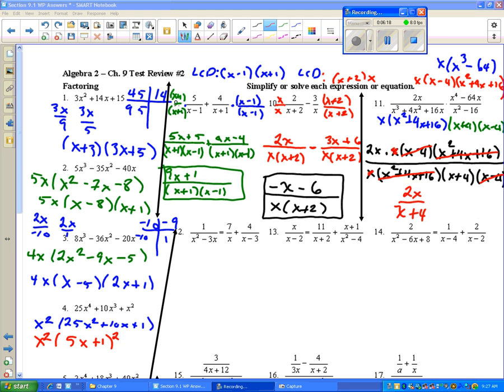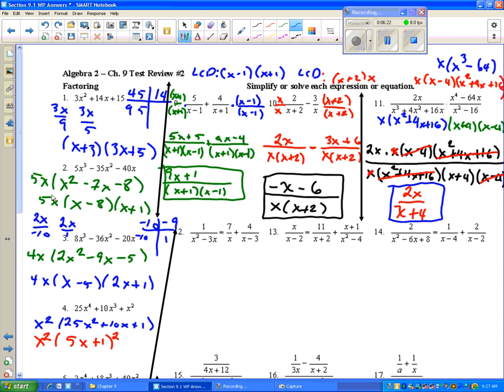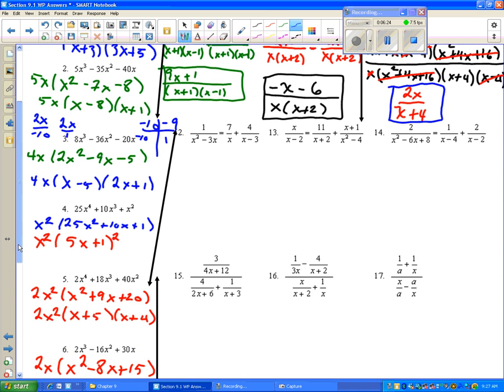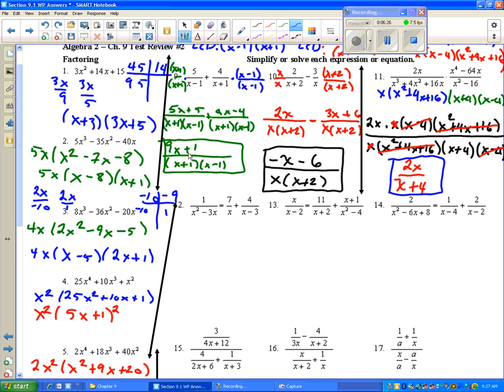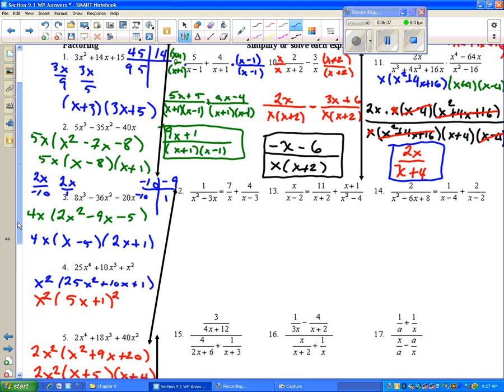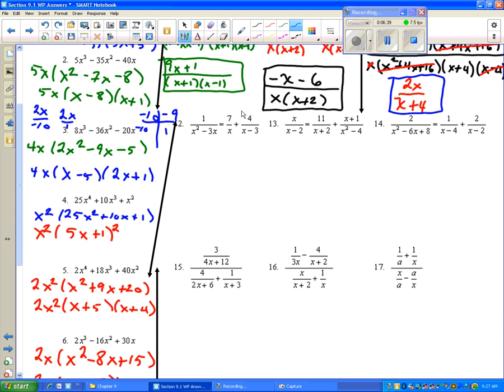So that was my answer. Let's go ahead and go on to number 12. Again, same idea. Here I had to keep my common denominator. Here I don't need common denominators. I need factors that I can cancel. On number 12, 13, and 14, I want to get rid of my common denominators. I want to get rid of my denominators altogether.